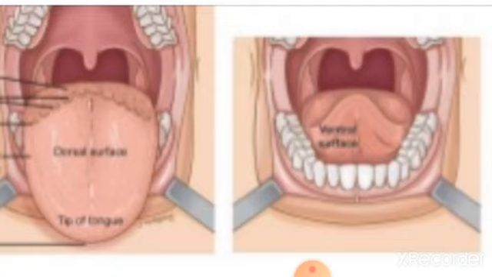More laterally, there is a fold called the plica fimbriata, which is directed forwards and medially towards the tip of the tongue.